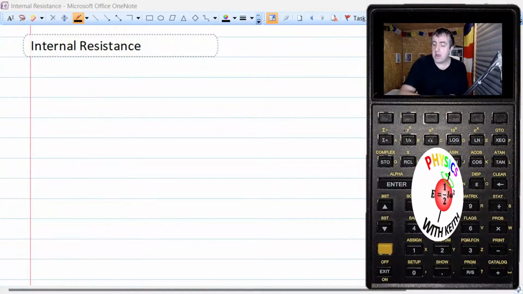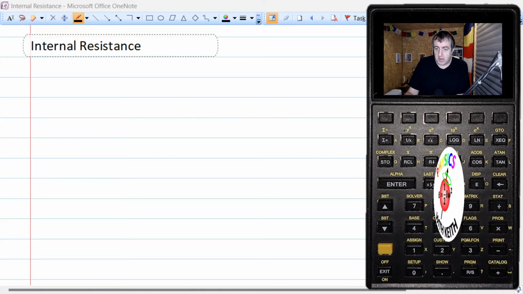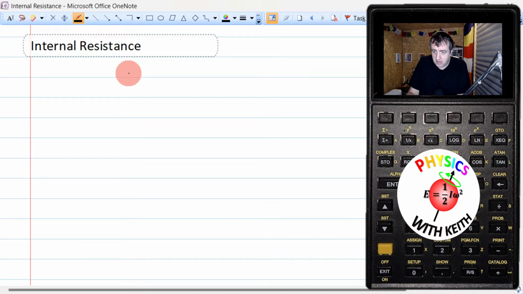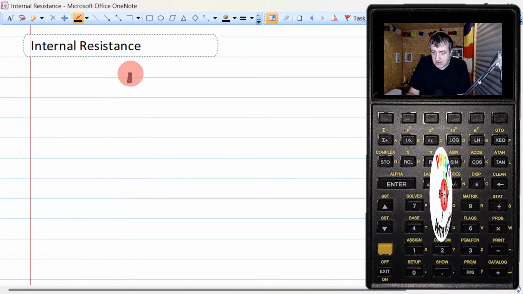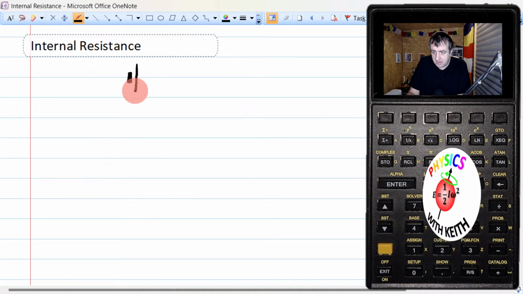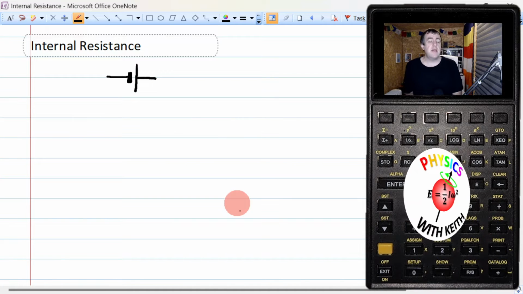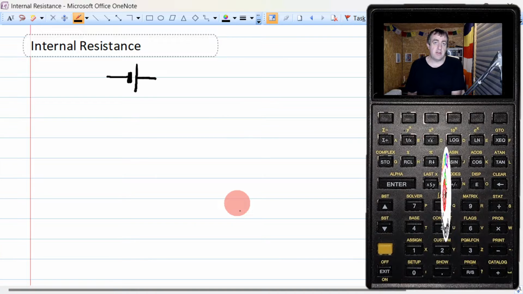In this video, we're going to look at internal resistance and how to get the maximum power delivered to an external resistor. So if I have a power supply, maybe it's a battery or a cell, or maybe it's some other sort of power supply, it doesn't really matter. I'm going to represent it using the symbol for a cell. Then that's going to deliver energy to our circuit.